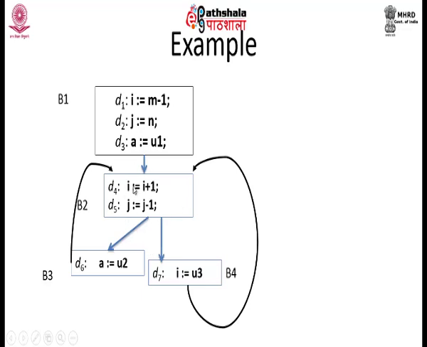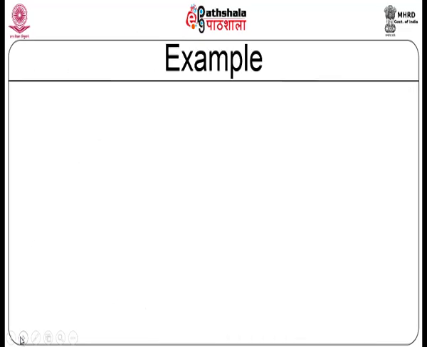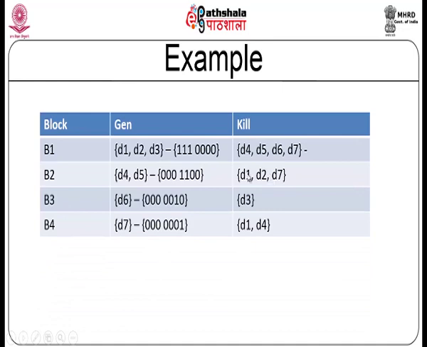What is the kill of B2? Wherever I and J are available. I and J are available at D1, D2 and D7. So, that is why we have here D1, D2, D7, and this is D4 to D7. Similarly, B3 will be simply D3 because D3 defines A and D6 is also a definition of A, and D7 defines I, D1 and D4 also define I, therefore it is killed here. So, this is my example.